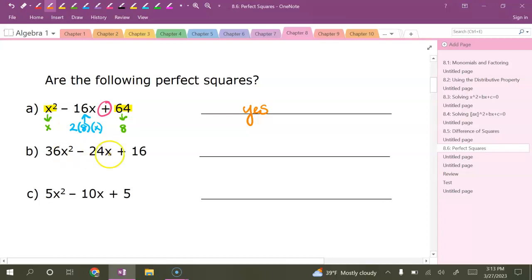Okay, when we look at the next one, the first and last terms are perfect squares because this would square root to 6x and this would square root to 4. If we double check the middle, if we take 2 times 6x times 4, that does not equal 24x. So I actually needed that to be 48x in order for it to have been doubled. So my answer for this one should have been no. And the reason is because the middle term does not double.